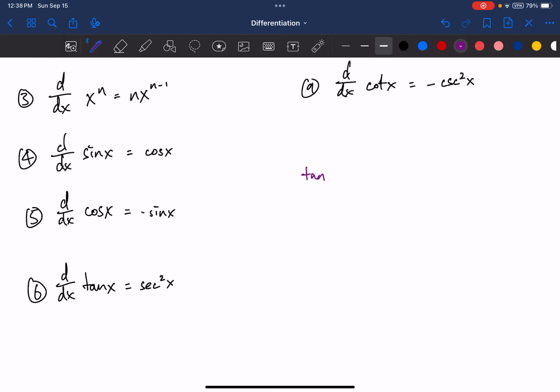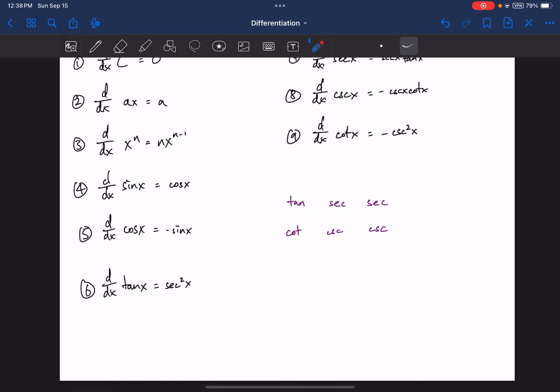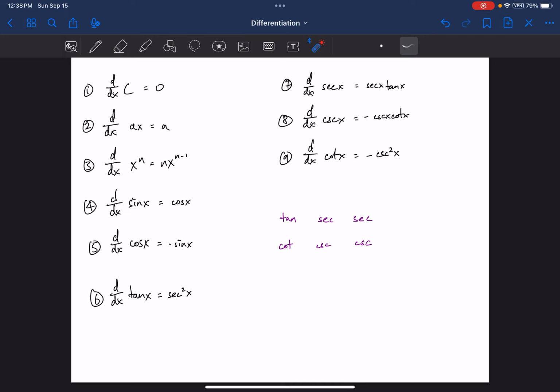And with the other ones, we have tangent, secant, and secant. Down here we write cotangent, cosecant, cosecant. So whenever you differentiate tangent, it will just end up with this. When you differentiate secant, you will get these two. Same thing with this. If you differentiate cotangent, you will end up with two cosecants. If you differentiate cosecant, you will end up with cotangent and cosecant. And that's how you remember these parts. So just try your best to remember them. It will take some time, which is why I'm doing this playlist first. And yeah, next video we will get to more.